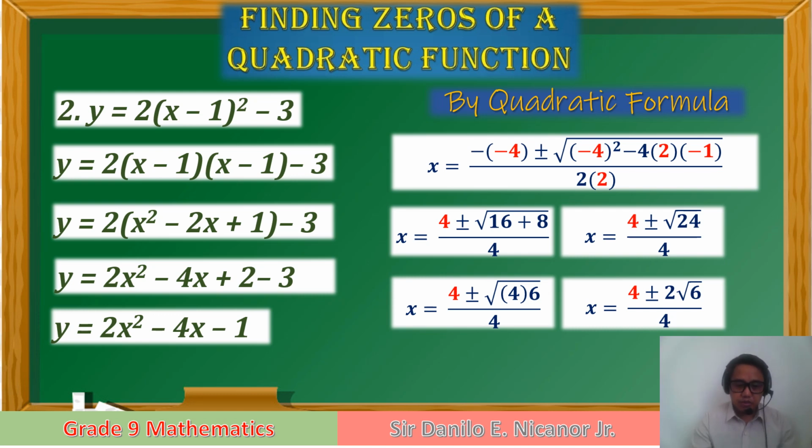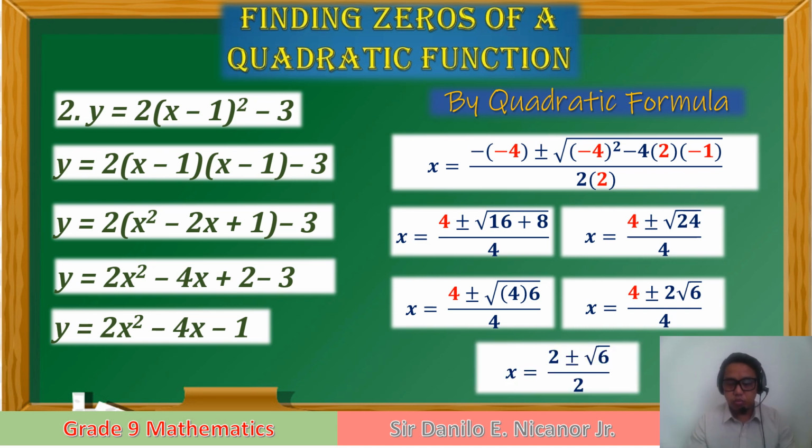And this one is divisible, yung 2. Ito, divisible to, no? Lahat sila, itong tatlo, divisible by 2. So, pwede natin silang i-divide. So, magiging 2 plus minus square root of 6 all over 2. So, irrational ang ating solution set. Ang ating zeros.